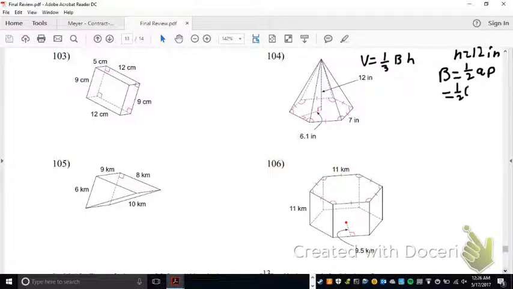The apothem we're given, that's 6.1. The perimeter, 7 times 6. Each side is 7 inches. There's 6 of them. So we get 7 times 6 to find the perimeter. Plug that into our calculator and we get 128.1 inches squared.